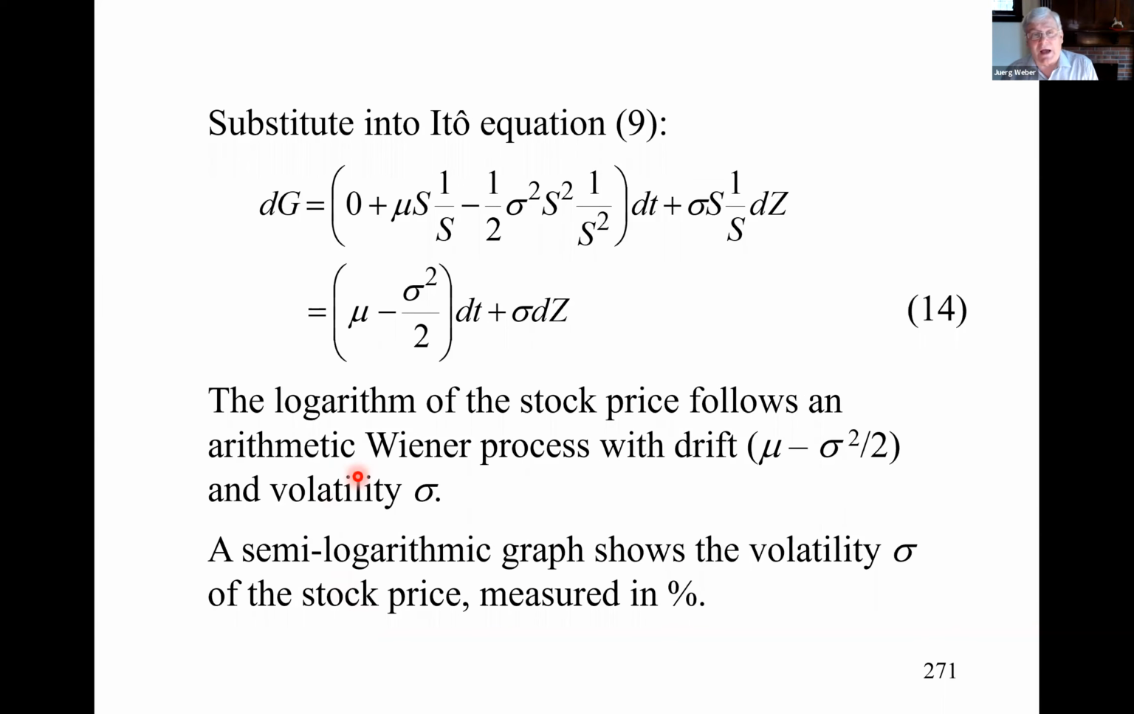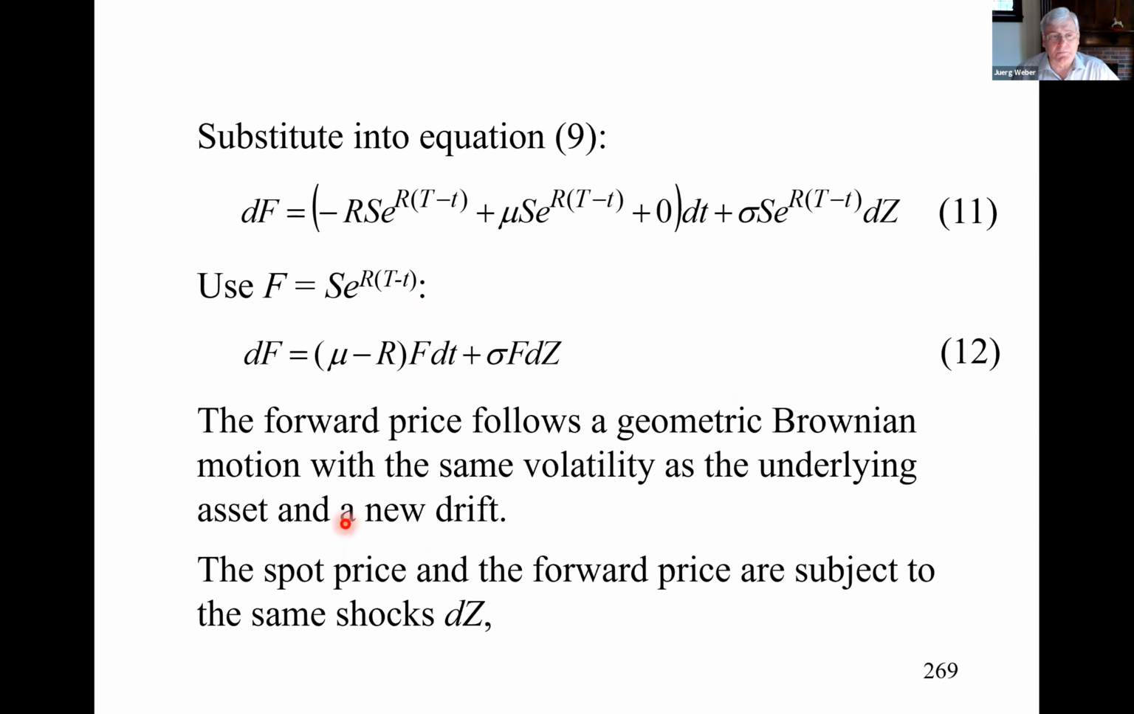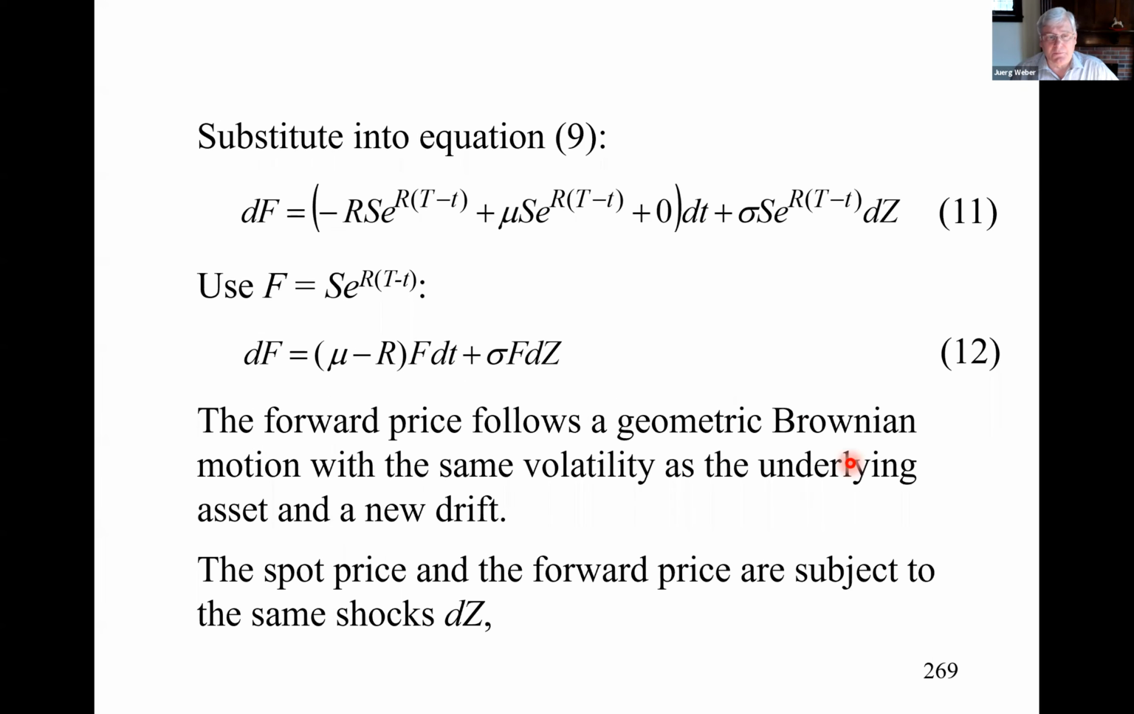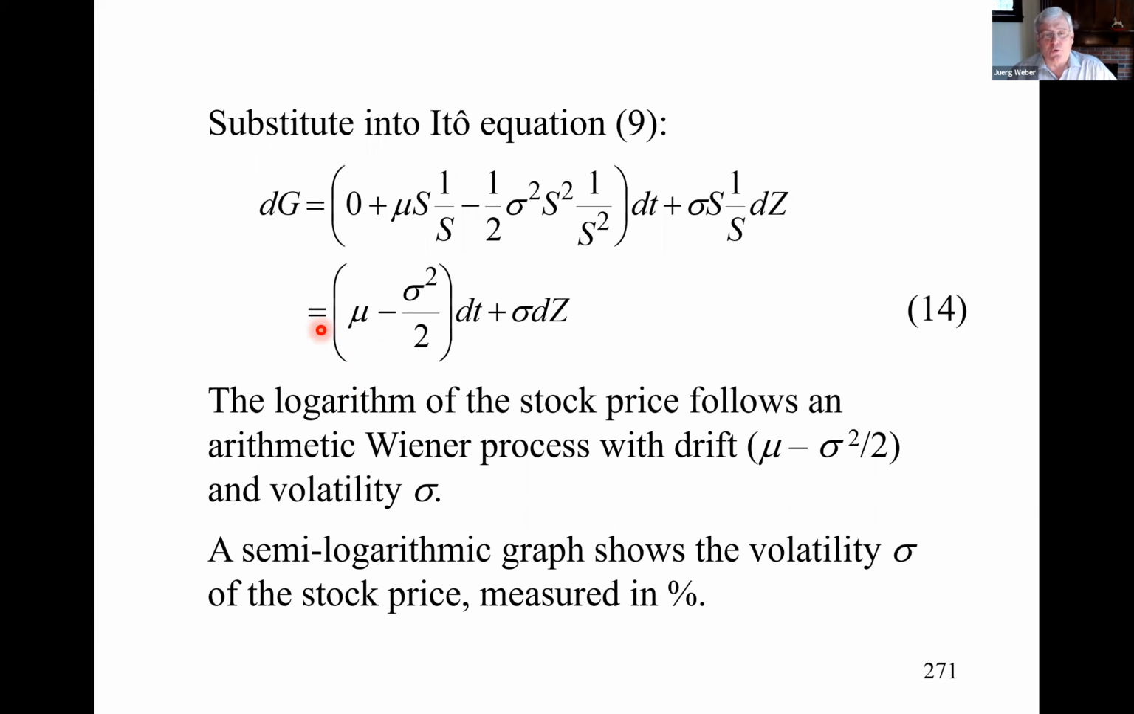Put this now into the Ito equation. So for example, the first term is 0. Remember, this derivative with regard to time is 0. So when you go to the Ito equation, this first term will be 0. So plug in again everything. Substitute in also for the A and the B from the geometric Brownian motion, and that's what you will get.